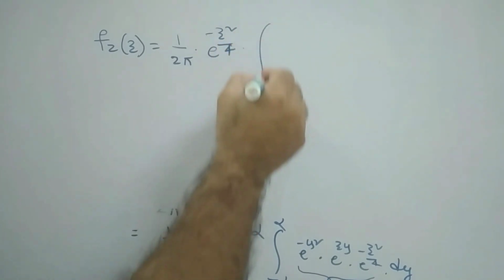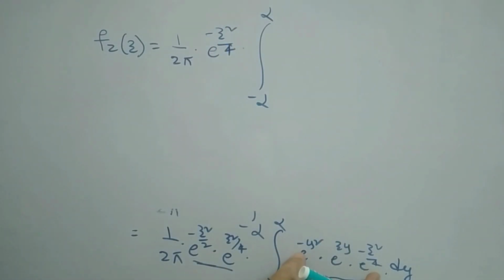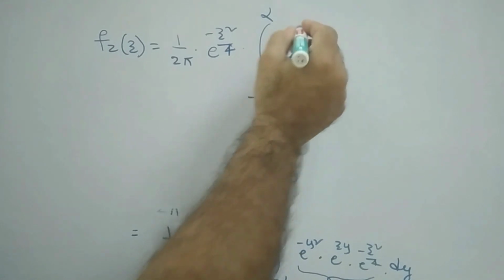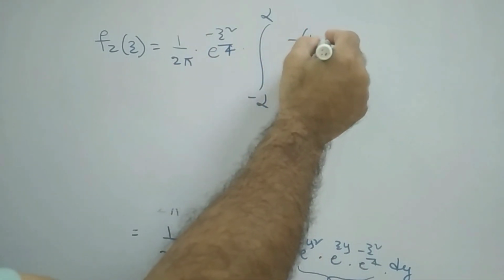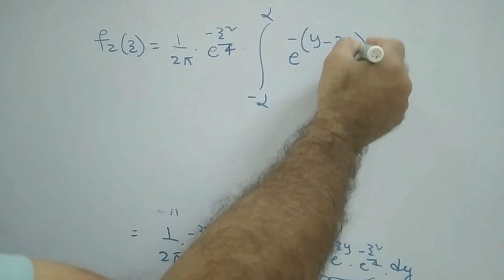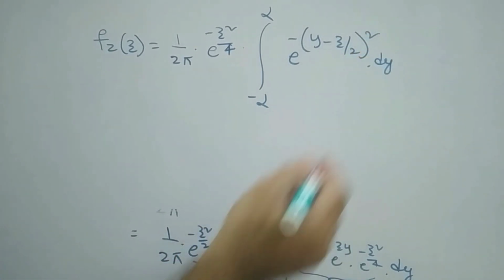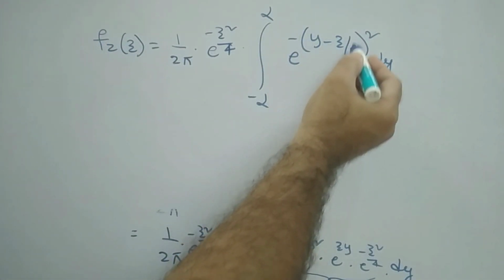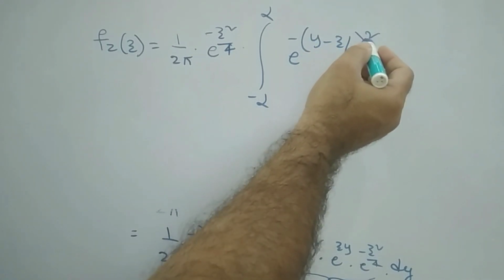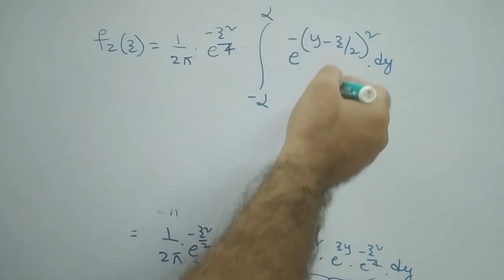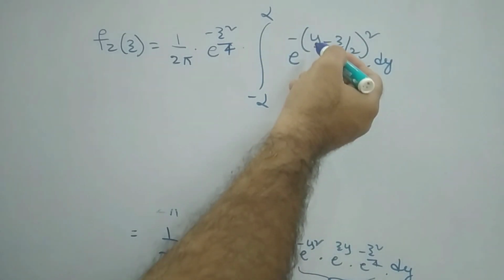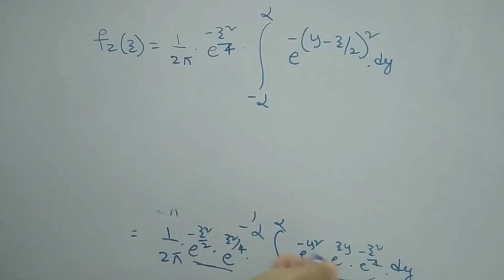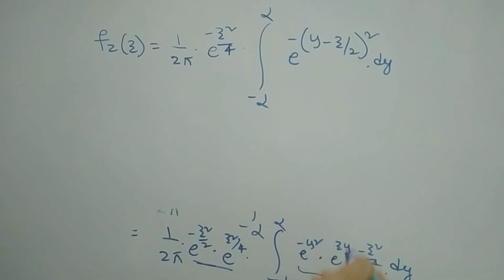So it is minus to plus infinity. Then this part, whatever is there, I can write simply as e power minus y minus z by 2 whole square. Can I write like that? This total expression, in simplified form, is exponential power minus y minus z by 2 whole square, which is a minus b whole square. Expand a minus b whole square: a square plus b square minus 2ab. If you expand in the same way, you will get this answer only. Therefore, this can be written like this. Clear?